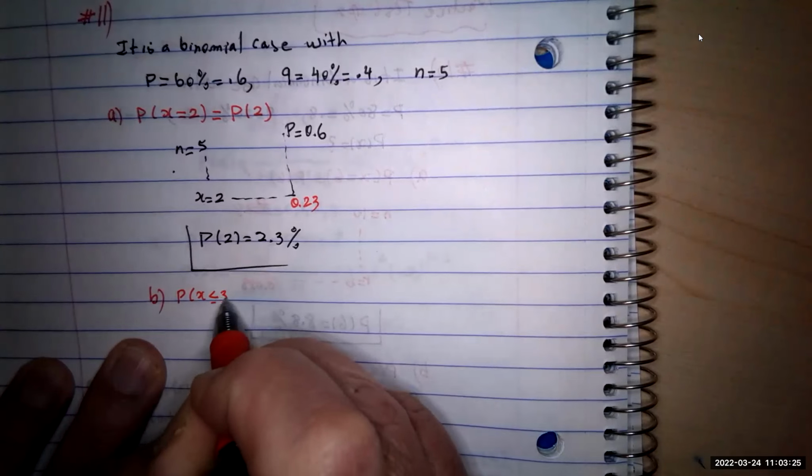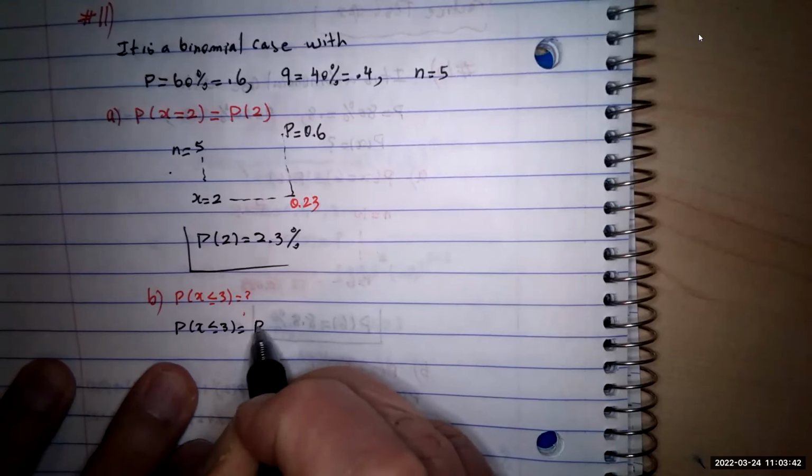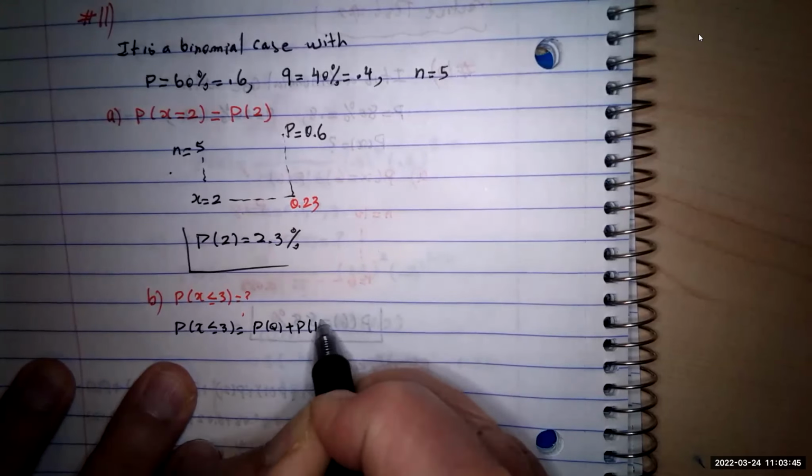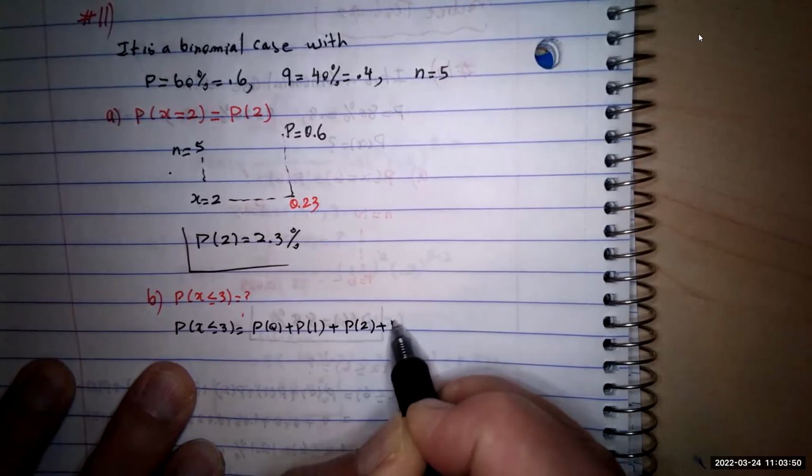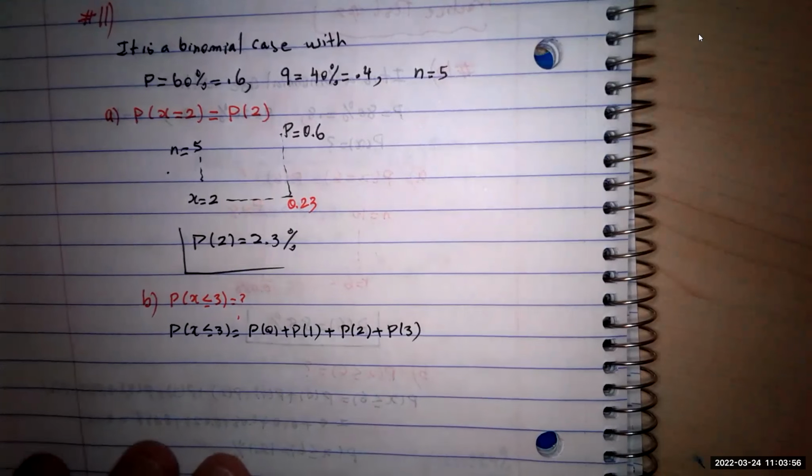Okay, the second part, at most 3 people. At most is the end again, so probability of x less than or equal to 3. That's going to be the at most 3. So again, we know that at most 3 means we have to start from the bottom. So probability that x is less than or equal to 3 is going to be probability of 0, 1, 2, and 3.